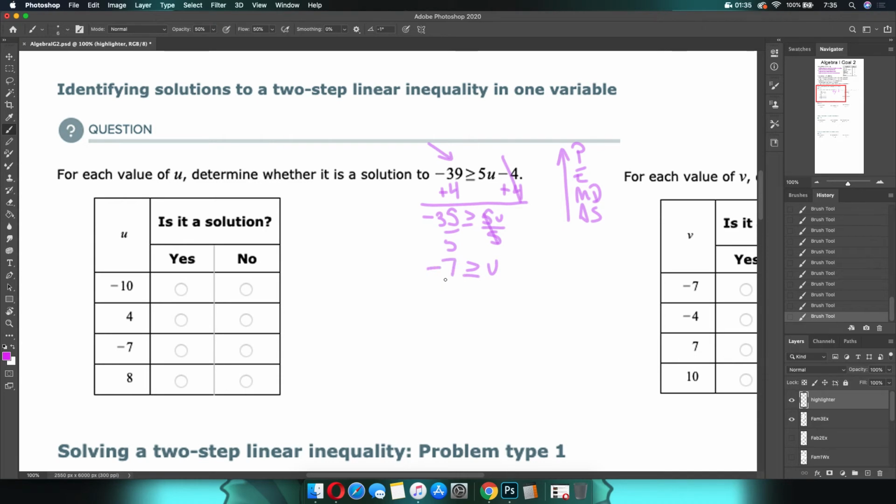Now, I'm going to do a little bit of flipping around. I'm going to take these two things and switch places so that I know what I'm looking for over here. That means I'm going to have negative 7, and since I'm flipping, u. So I need any number that is less than or equal to negative 7. Is negative 10 less than or equal to negative 7? Yes. Is 4 less than or equal to negative 7? No. Is negative 7 less than or equal to negative 7? Well, we have the or equal to, so that makes it a yes. 8, is that less than or equal to negative 7? No. And that is a lot easier than going through the math for every single problem over and over.